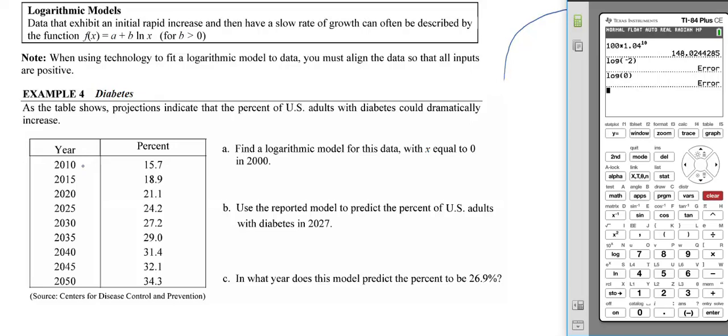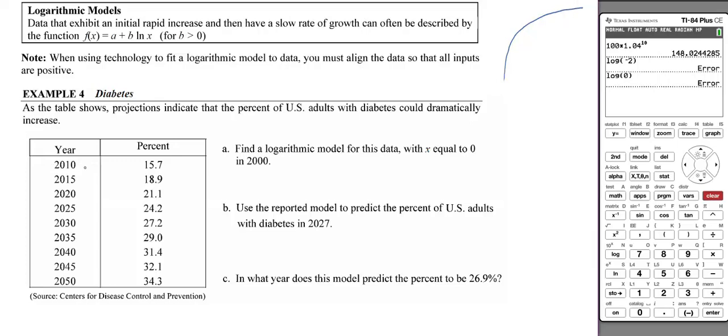In example 4 on diabetes, the table shows that projections indicate the percent of U.S. adults with diabetes could dramatically increase. Find a logarithmic model for this data with x equal to 0 in the year 2000. So certainly in the year 2000, x would be 0. This 2010 would be 10. So they already have it set up for us and aligned in a way to the year 2000 that all of our inputs are going to be positive. So nothing to worry about there.